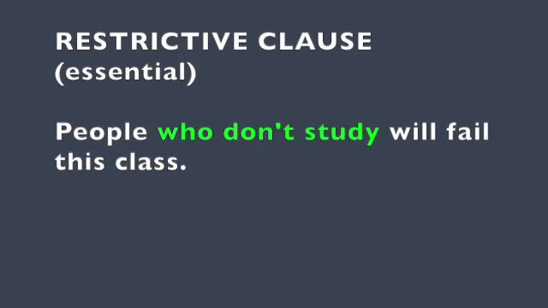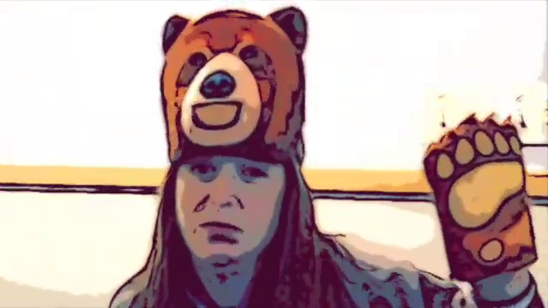All right. Now, for a restrictive clause, commas aren't needed because it is restricted to only these people. So let me give you an example. People who don't study will fail this class. That is restrictive because it's only the people who don't study that are going to fail this class. If I take out "who don't study," I have "people will fail this class." So we need to know which people. So it's necessary.